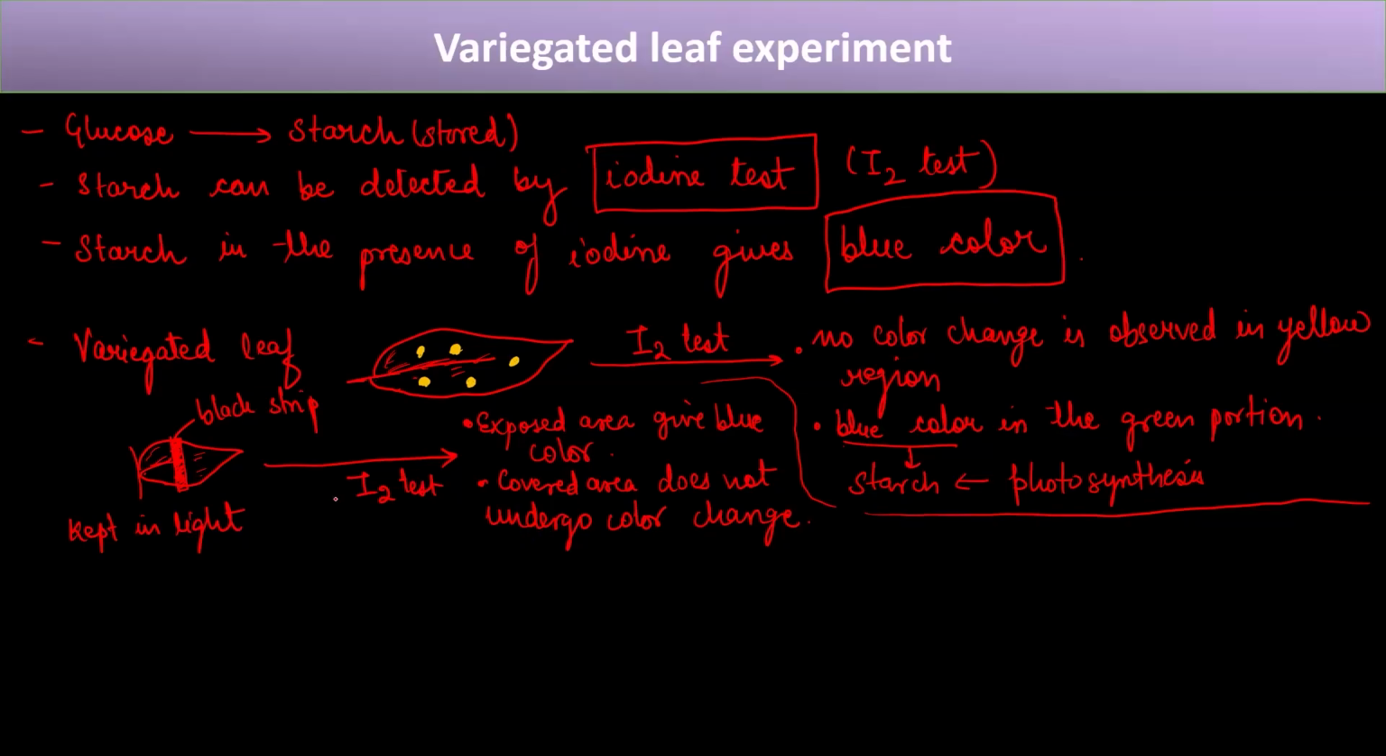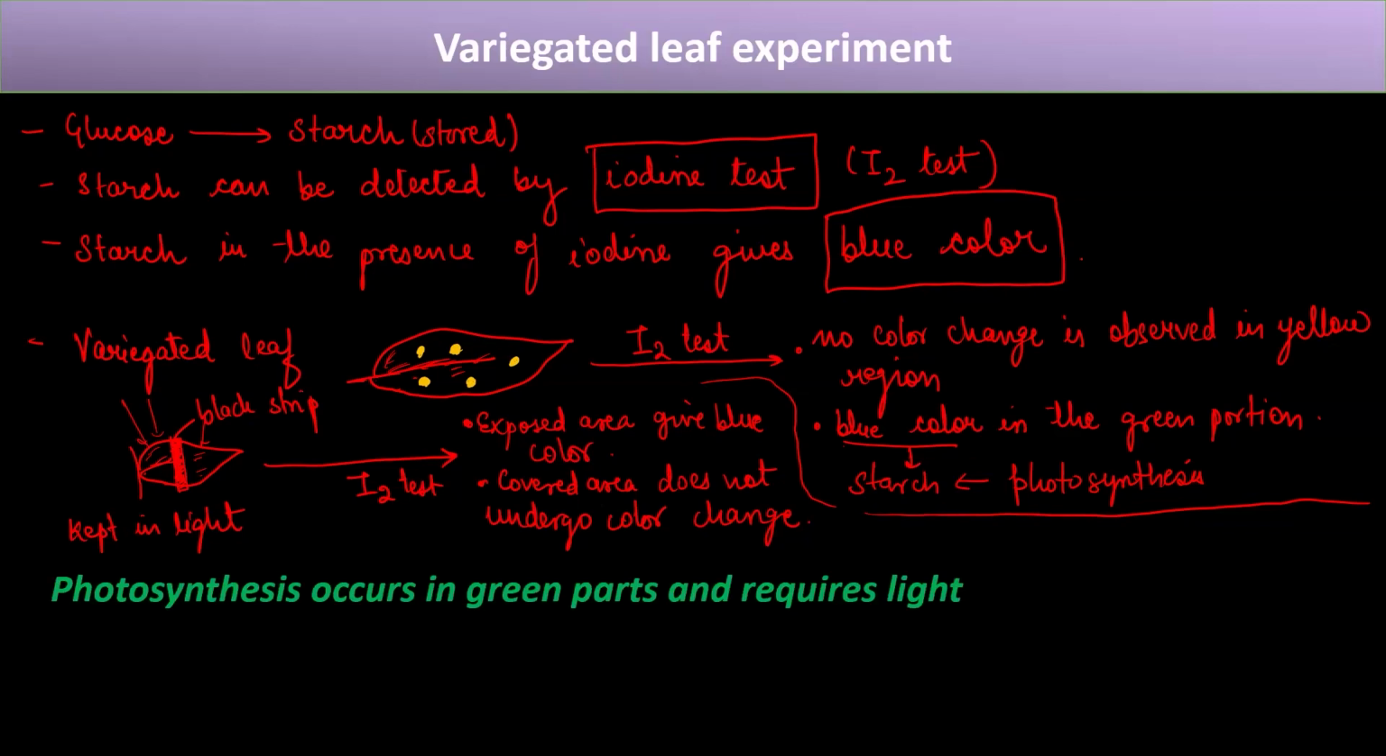So from here, one can conclude that because this was kept in the light, light was falling here, here, here, but because of this black strip, light was not able to reach the leaf underneath it. So people concluded that light is important for photosynthesis. Through the whole variegated leaf experiment, it was proved that photosynthesis occurs in green parts of leaves and requires light.